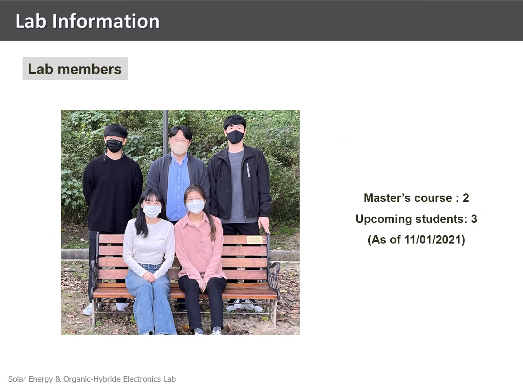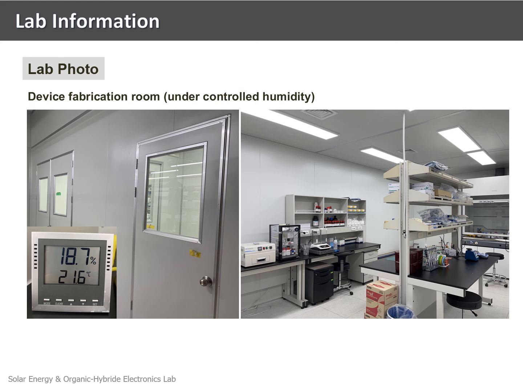Now we have 2 master's course students and have 3 upcoming students. The fabrication of perovskite solar cells is quite sensitive to moisture, so our lab has a device fabrication room in which humidity is maintained near 20%.